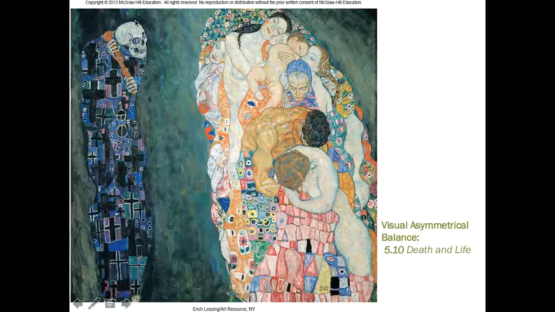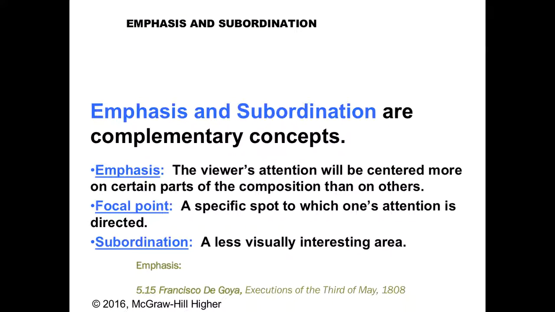Death, which is also this character right here, death is something, or skulls or blood are things that catch our attention. Okay? So that's where you get some visual weight. All right. Because we have to pay attention to those things. So emphasis and subordination. Emphasis, viewers' attention will be centered more on certain parts of the composition than others. So that was emphasized, the skull. The focal point, eyes, yes, a specific spot to which one's attention is directed. Its subordination is less visually interesting.